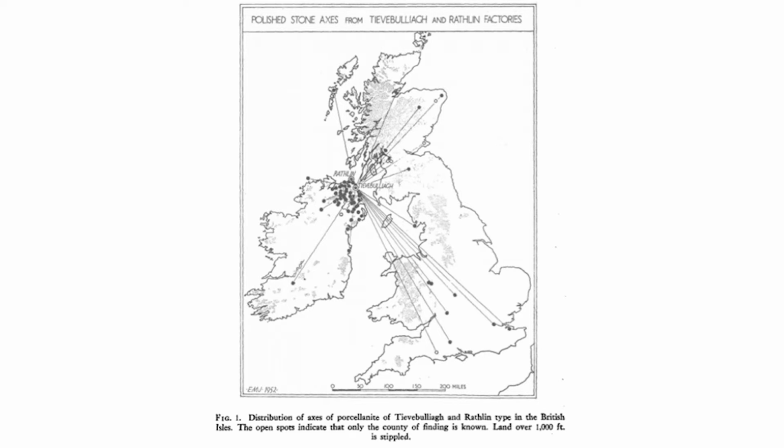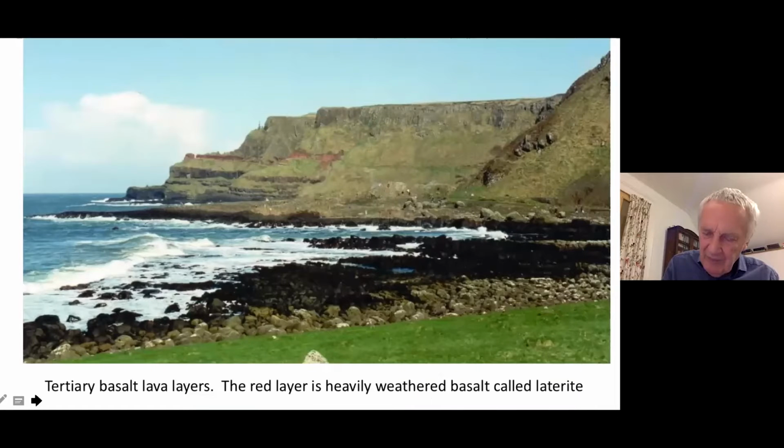Well, just looking at this map, you can see the distribution of axe heads made of porcelainite from Teve Bullia and Rathlin. They've been found in Scotland and England and Wales and all over Ireland. Enormous amount of trade. And I think that's one of the fascinating things about the Neolithic, the extent to which communication and trade took place. So how did this porcelainite form?